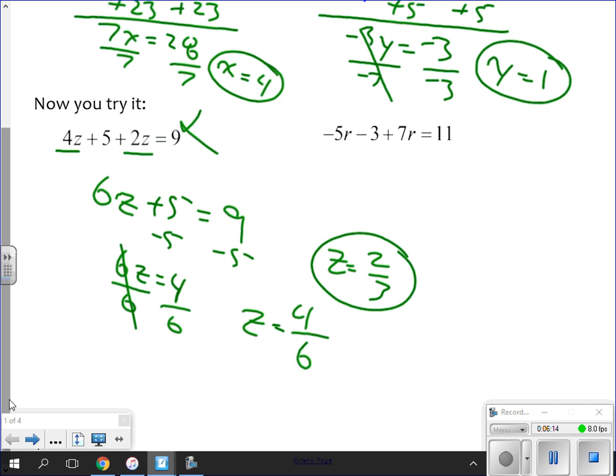Okay, so it's actually really easy. It looks complicated, but it really is very easy. And fractions are okay, especially if you don't have to add or subtract them. Sometimes you don't have to.